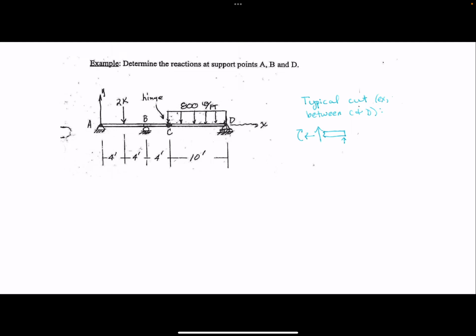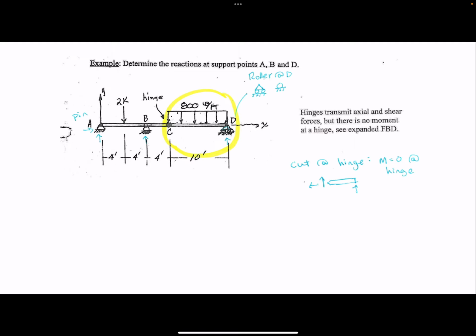So knowing that moment is equal to 0, if we do a traditional cut through a section, we would expose internal shear, internal axial, and internal moment. But if we break it here, we know that internal moment is 0. So that gives us an edge, all right? So we only now have a segment that has 3 unknowns. The reaction at D, and then the internal shear and axial force at C.